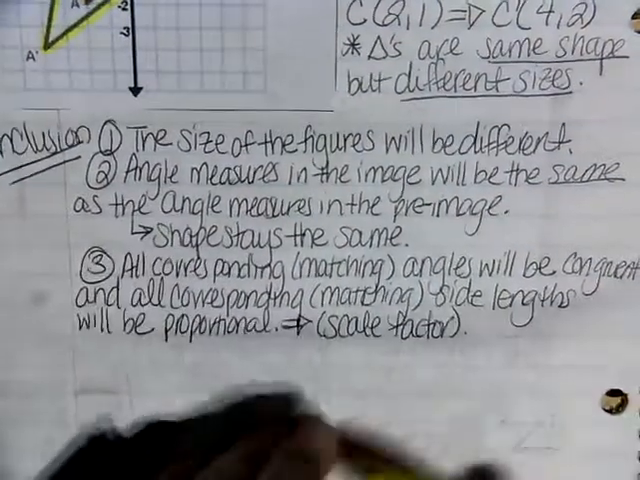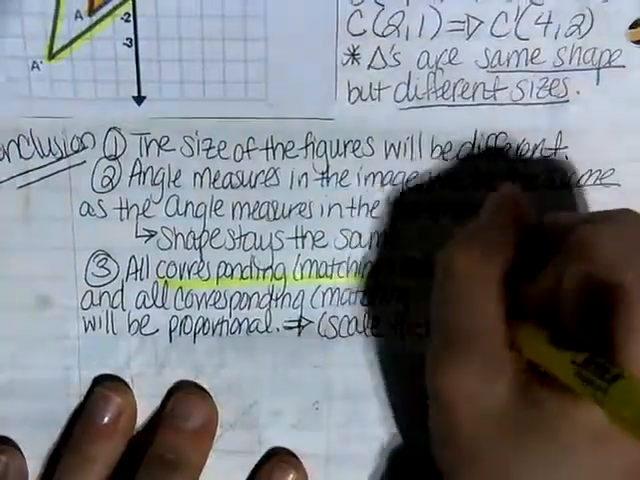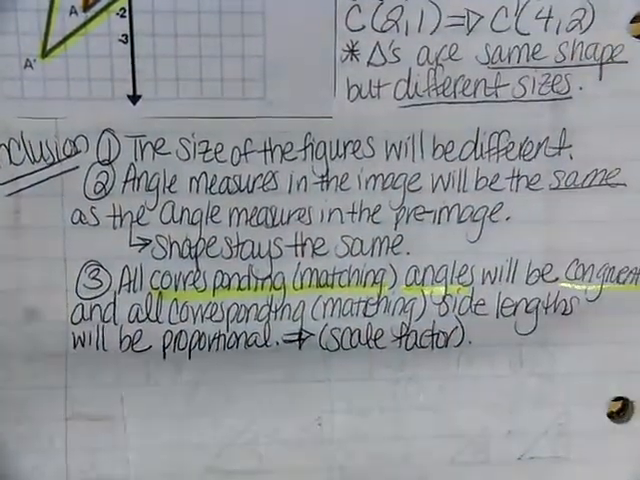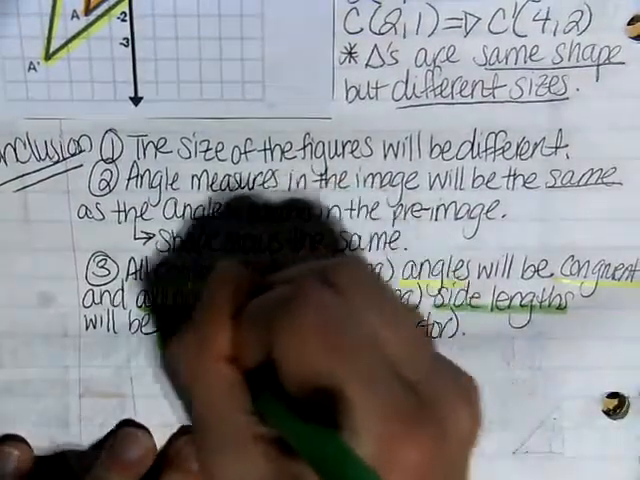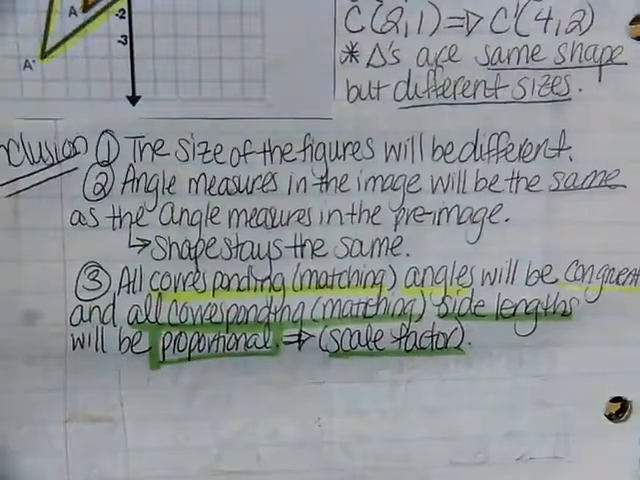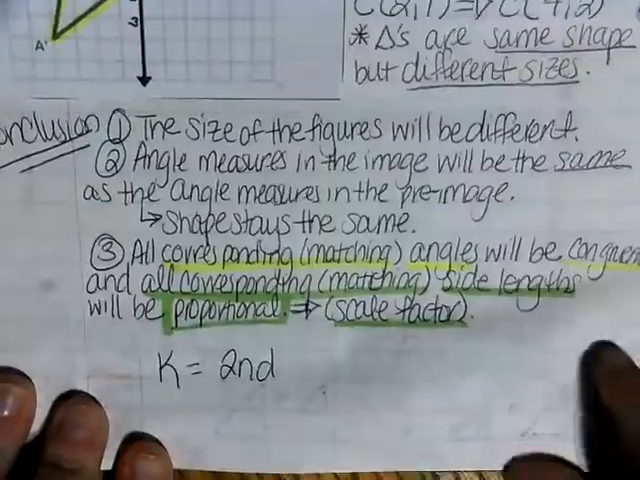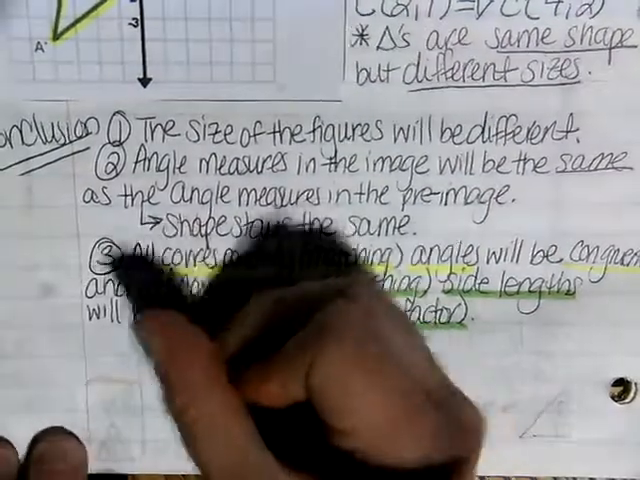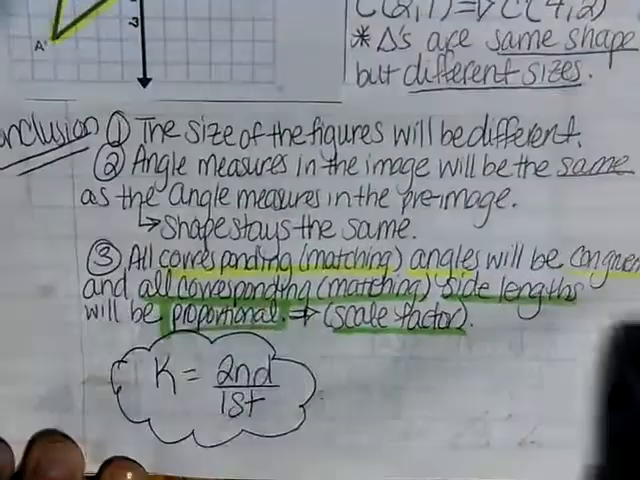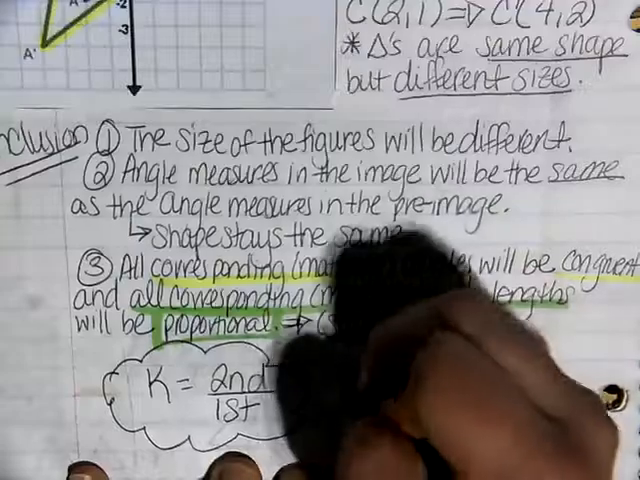So I'm going to rewrite that, or highlight that information again. All corresponding or matching angles will be congruent. And all corresponding or matching side lengths will be a new word called proportional. That means that every single time you compare a side length from the second image divided by the side length from the first image, they will always equal the scale factor. And that is called being proportional.